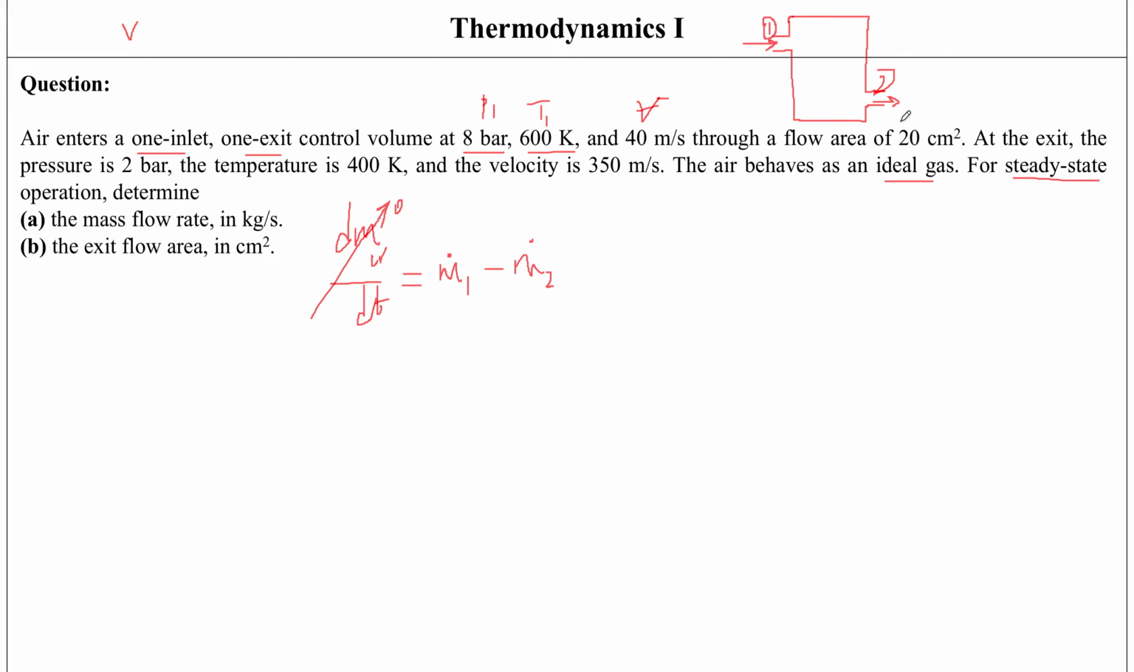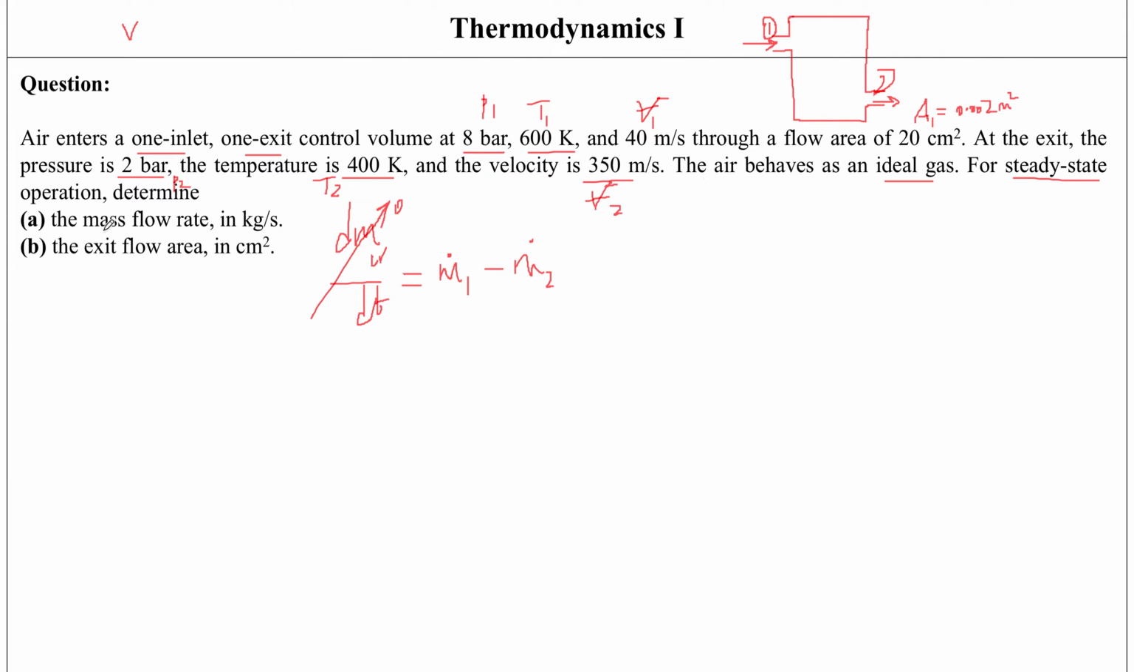You've also got the area of this inlet given to you, and this is A1. You can also write it in terms of meters squared, so then it's going to be 0.002 meters squared. At the exit, you've got pressure given to you, so this is P2, and you've got temperature given to you, which is T2, and the velocity. This is V1, and then this is going to be V2.